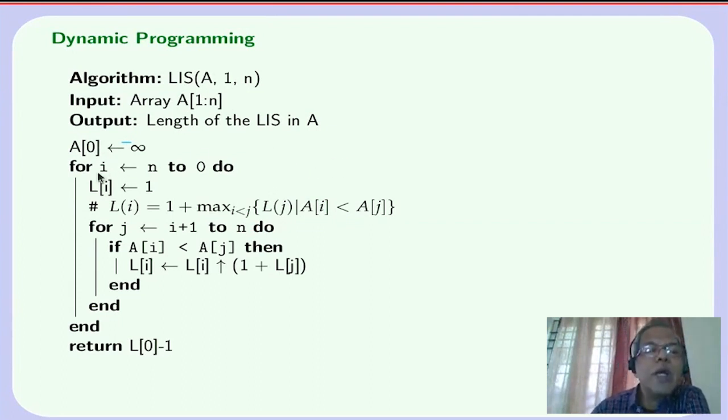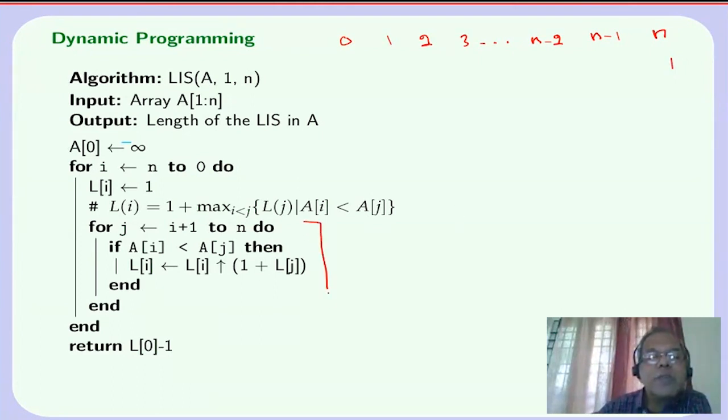So what should we do? We have to fill in solutions in the table. There is a table L from right to left. Therefore, for I becomes n to 0. First n, then n minus 1, then n minus 2, and so on, 3, 2, 1, 0. L at I is equal to 1 to start with.